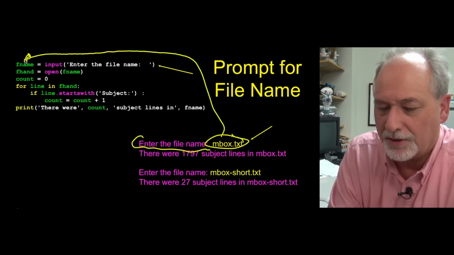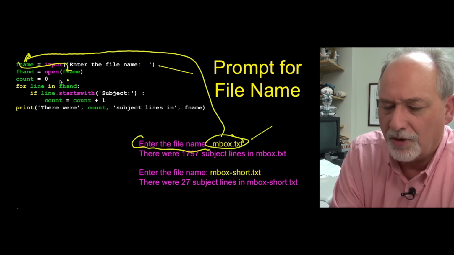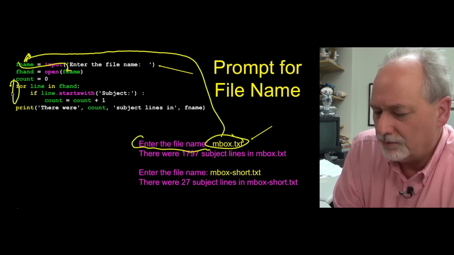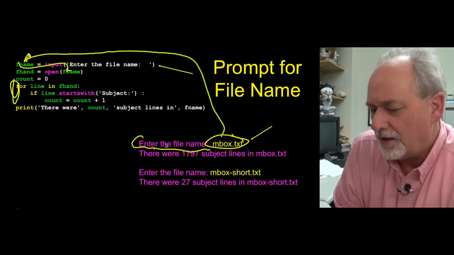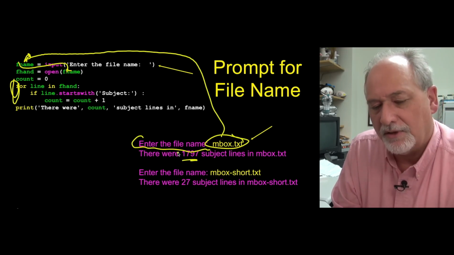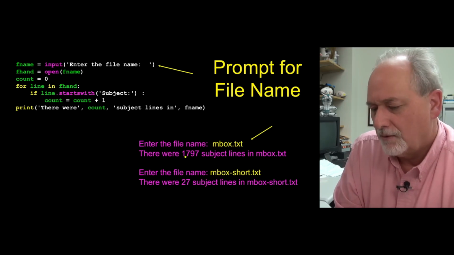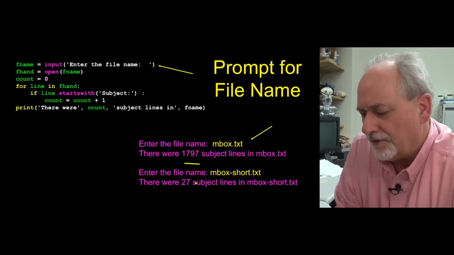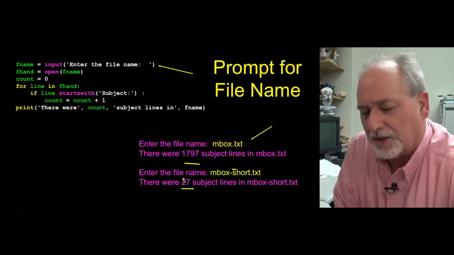It's of course a string all the time, and we pass that into open, and then we open it, and then we do the count operation. So if we enter mbox.txt, it counts 1797 subject lines in mbox, and if we give it mbox-short, it says there are 27 subject lines in mbox.